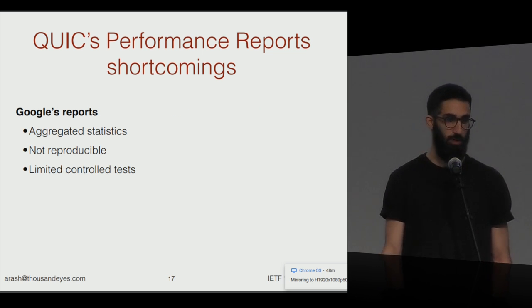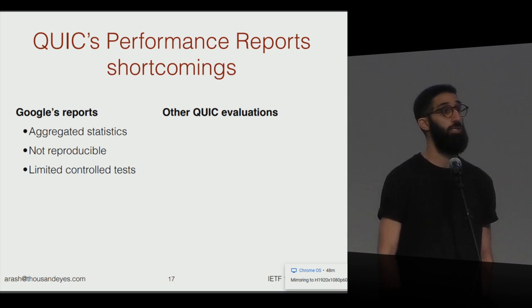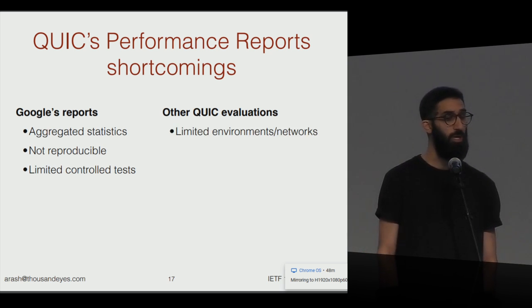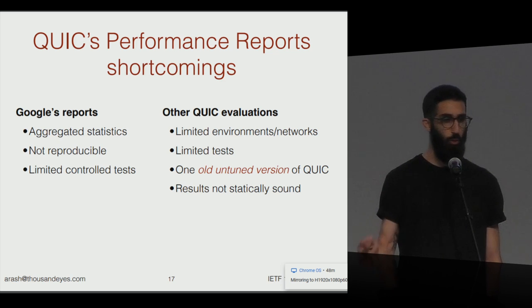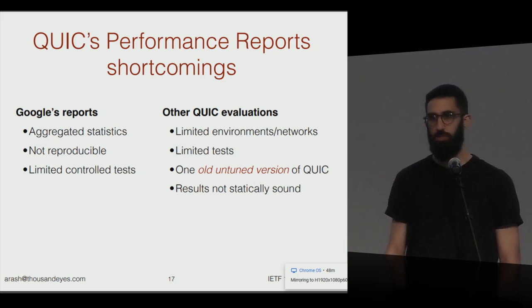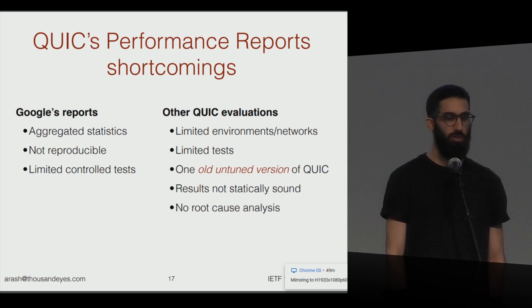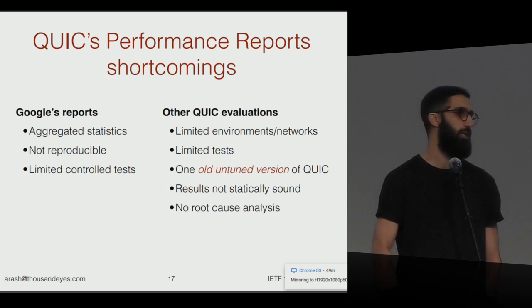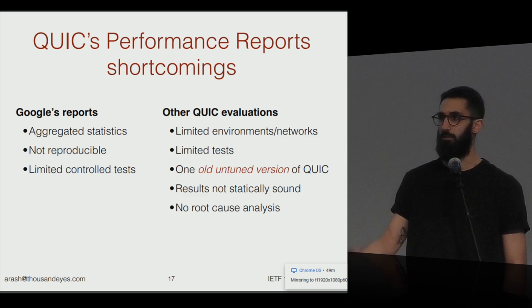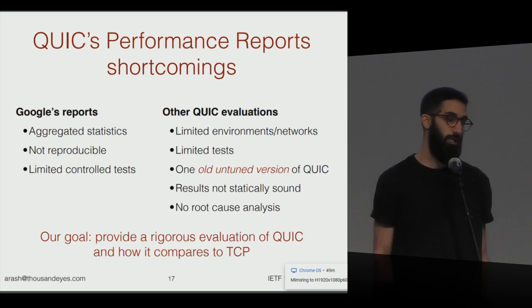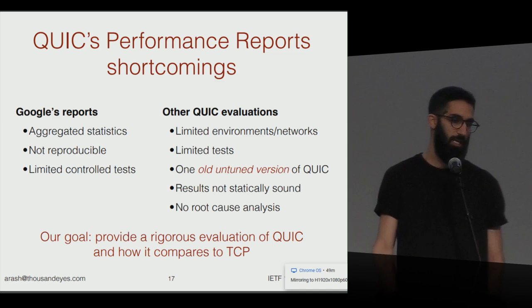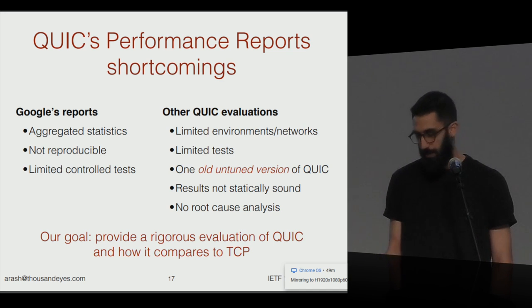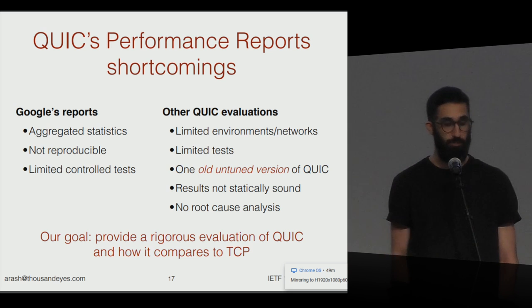At the time that we started our work, there were other evaluations of QUIC in the research venues. However, most of them were limited in environments, networks, and tests. They used old untuned versions of QUIC, which I will get into in a bit what that means. And the results that they provided were not necessarily statistically sound, nor did they provide root cause analysis for the performance that they observed. So we basically wanted to fill in those gaps and provide a more comprehensive evaluation of QUIC and how it compares to TCP.